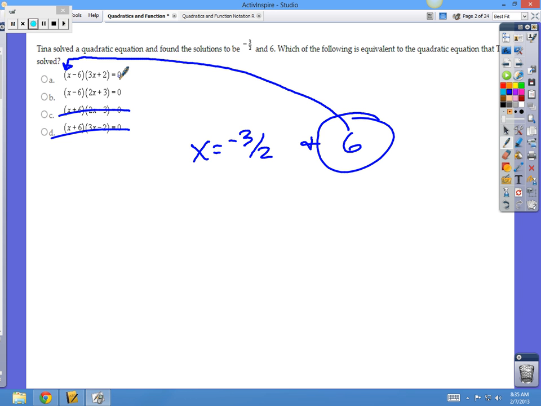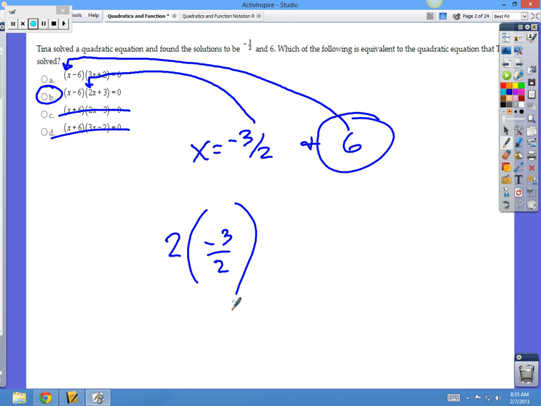So now we've got a 50-50 shot. Let's see if we can figure out which one is going to be negative 3 halves. And you should end up with B, because if I plug negative 3 halves in right there, it's going to be 2 multiplied by negative 3 halves. And when multiplying fractions, you can cross cancel: a 2 on top and a 2 on bottom, that's 1. So 2 times negative 3 halves is actually negative 3. And then if I add 3 to negative 3, there's my 0.